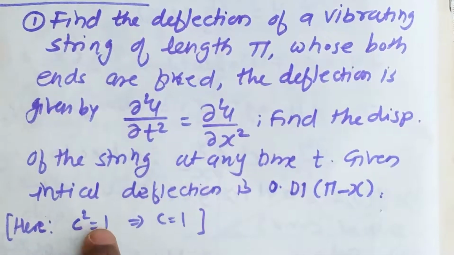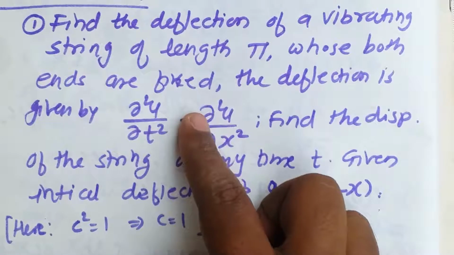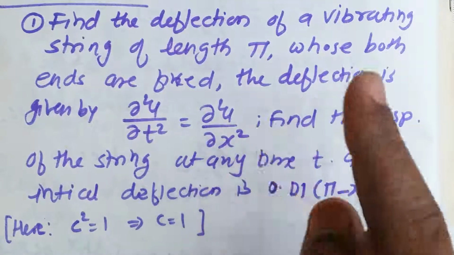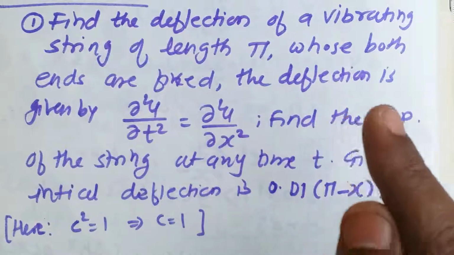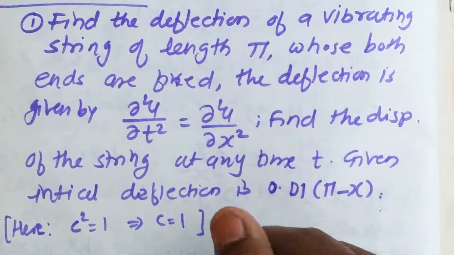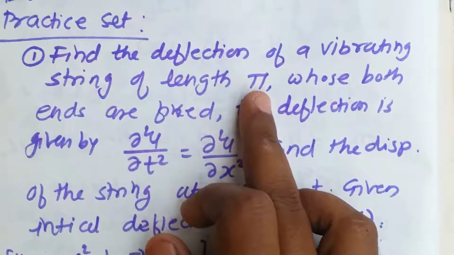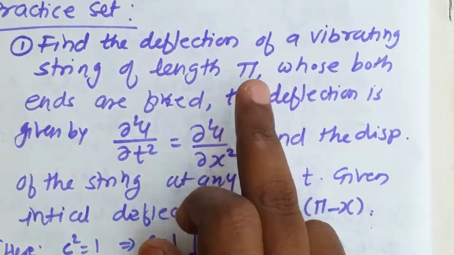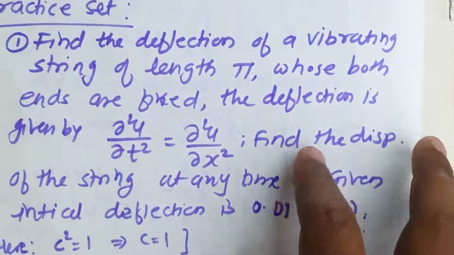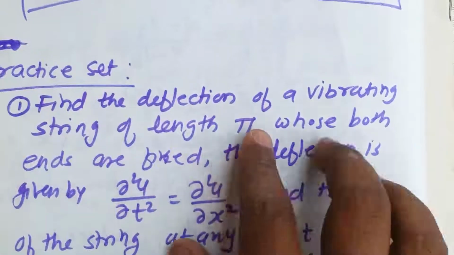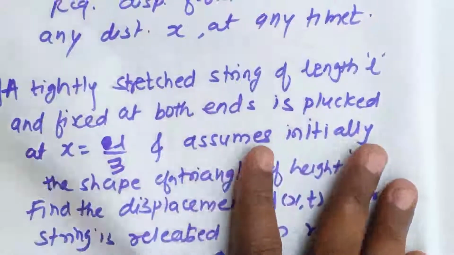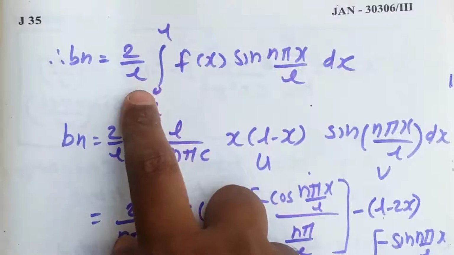Again one more thing, c square is 1. If you see this equation, the value of c square is 1, so c can be taken as 1. So while writing the most general solution, in that second bracket with cnt, you take c as 1, then proceed. And L is pi. So this also you need to consider. When the length is pi, when you are going to use the formula for Bn in the Fourier coefficient calculation, here you need to take L as pi.